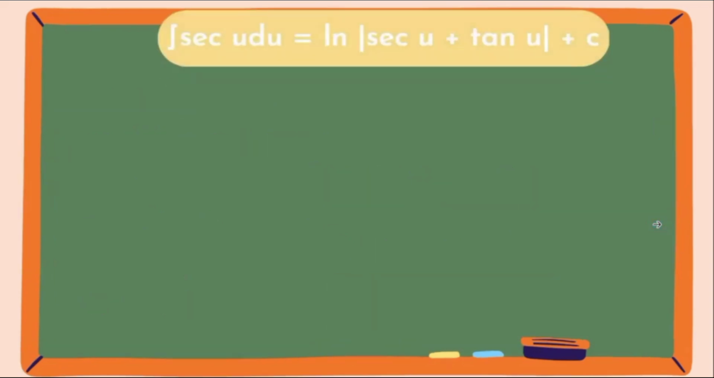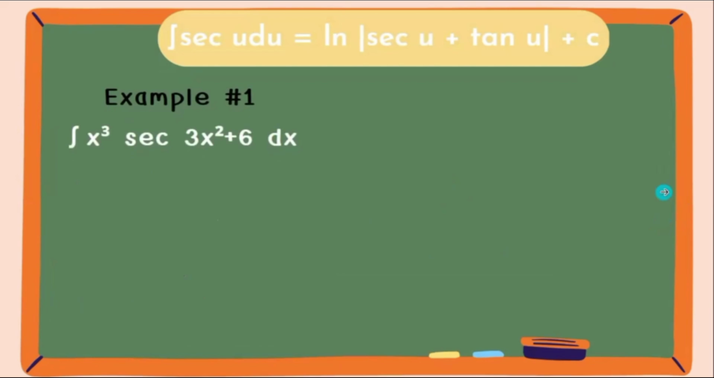In this example, we will be using the integrals of secant u du is equal to ln absolute value of secant u plus tangent u plus c. Example number 1, integrals of x cubed secant 3x squared plus 6 dx. First, we need to identify what is the value of u, which is 3x squared plus 6. Then, identify the value of du.